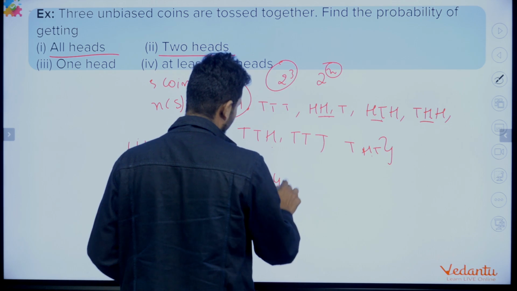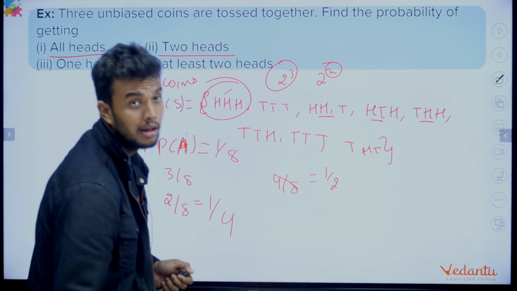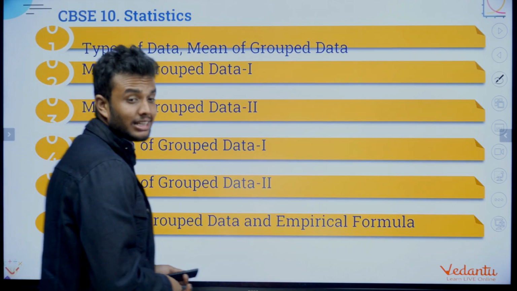4 by 8 is nothing but 1 by 2. I hope it's clear. Any doubt, let us know. Then card. Card is very easy. Then move on to the statistics.